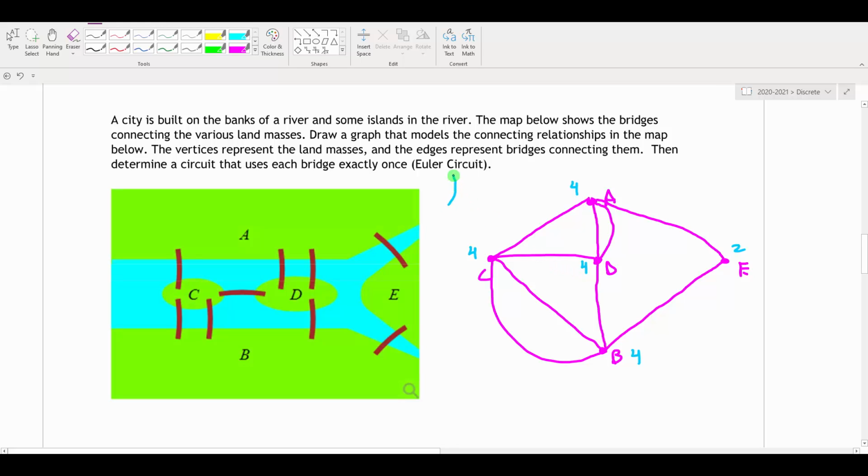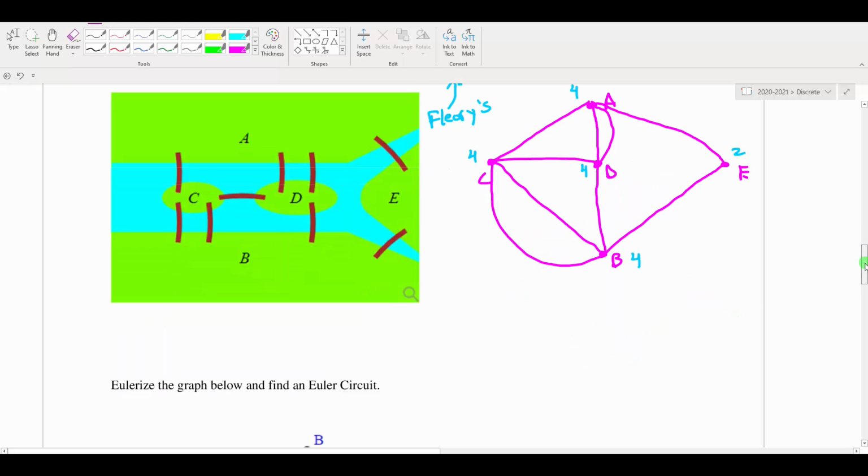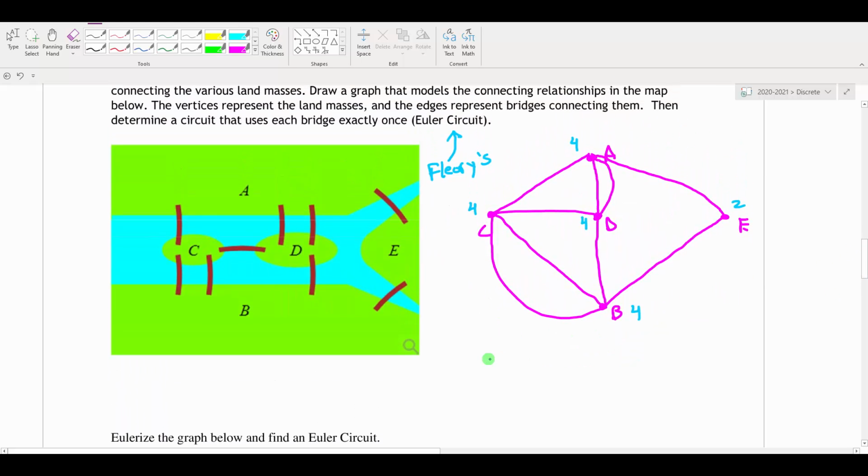And I would recommend using Fleury's algorithm. This is the method that I taught you to use to find an Euler circuit. It guarantees that you will find one. So that's what I'm going to demonstrate here to find our Euler circuit. I'm going to start at vertex A. And it really doesn't matter where you start. You can start at any vertex if it's a circuit that you're finding. If it's a path, you have to start at one of the odd vertices. So here I go.